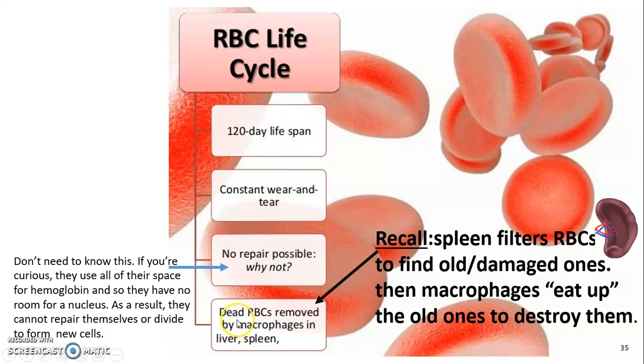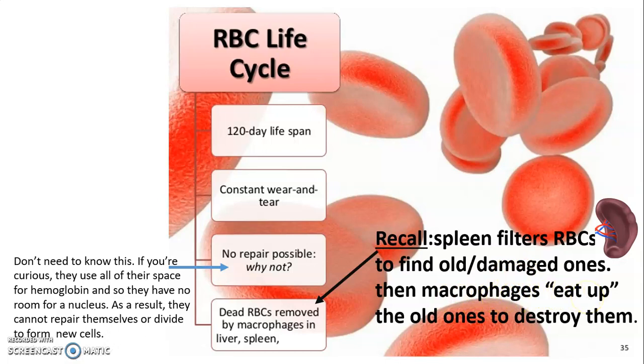The last detail is red blood cells, which are old and damaged, are removed in the liver and in the spleen. Here's an image of the spleen. Remember we studied that? The spleen and the liver, they filter out red blood cells when they find the old and damaged ones, and there are macrophages that eat them up, that ingest them to destroy them.